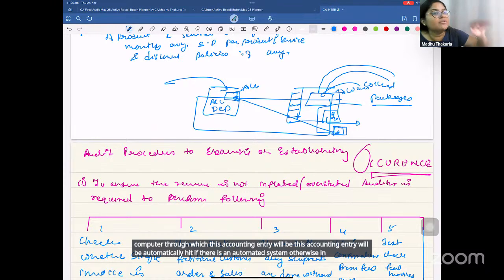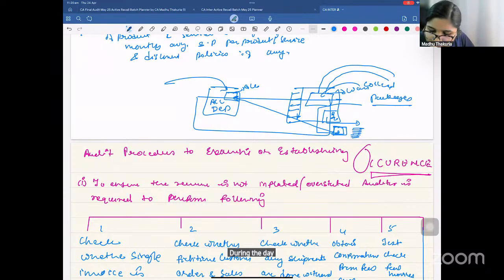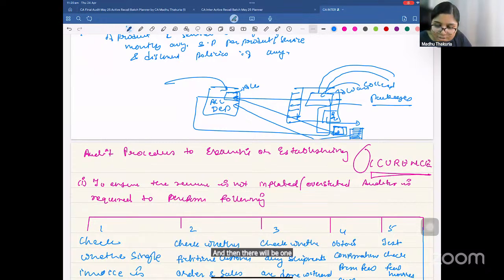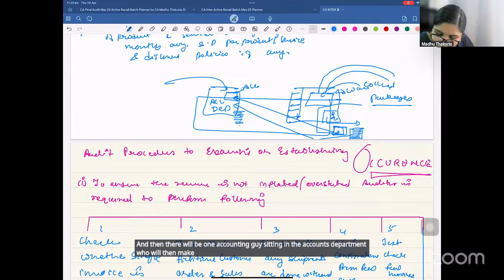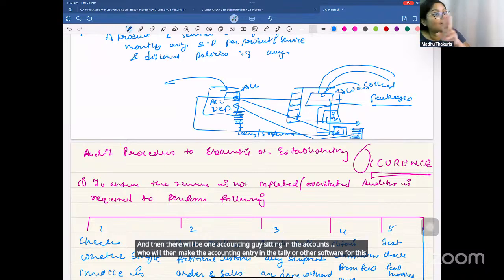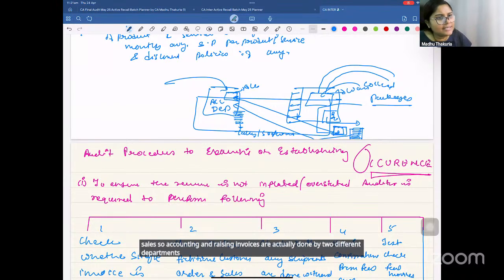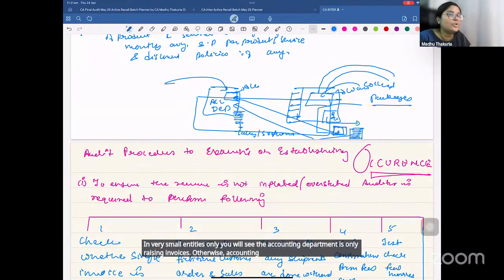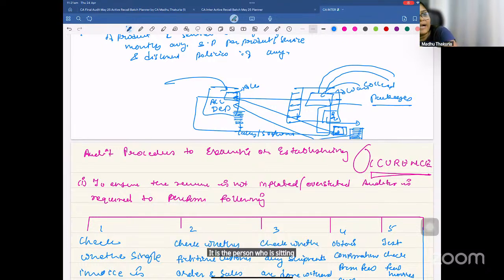Otherwise, in older times, or you will see in the small clients also, the warehouse person will raise the invoice, then during the day, whatever invoices he has raised, he will just stack them up, and at the end of the day he will take all of that to the accounts department. And then there will be one accounting person sitting in the accounts department who will make the accounting entry in Tally or other software for this sales. So accounting and raising invoices are actually done by two different departments. In very small entities only, you will see the accounting department is also raising invoices. Otherwise, the accounting department will do the accounting of it. Invoicing department is always different. It is the person sitting in the warehouse who will handle the invoicing part.